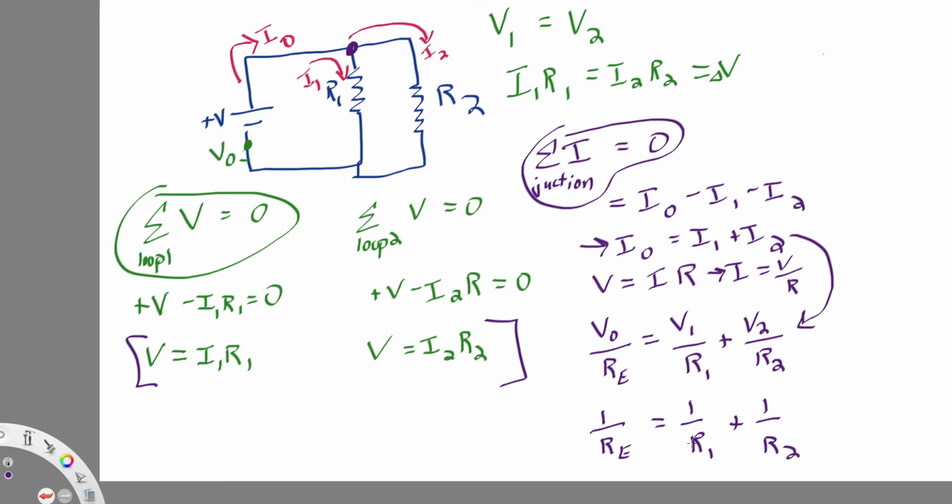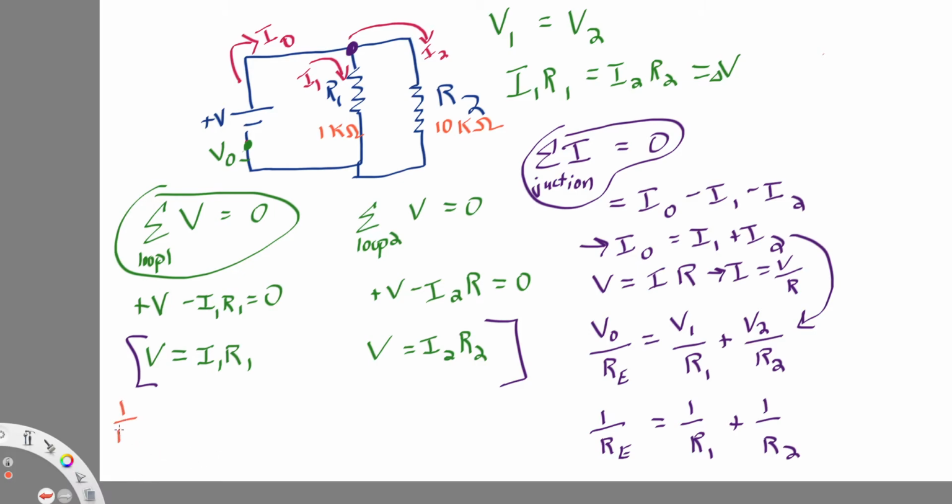I know that may seem a little abstract, so let's toss in some numbers here, right? So if R1 was, say, a 1,000 ohm resistor, and R2 was a 10,000 ohm resistor, right? What's the equivalent resistance of this whole circuit?